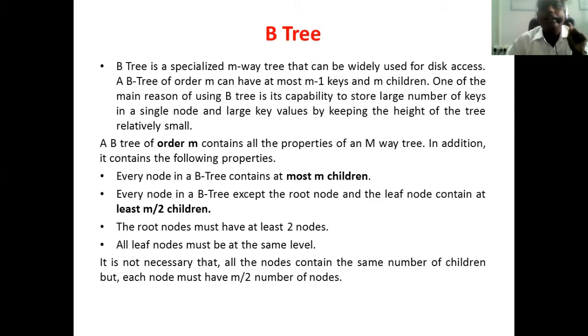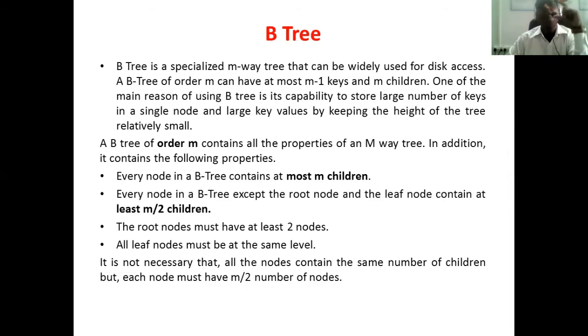It totally depends on the order of the tree: how many key values a particular node contains, or how many children a particular node contains. That is represented by the M value, say an M order tree. M can be anything: a 2 order tree, 3 order tree, 4 order tree, 5 order tree. M can be any integer value. So a B tree of order M can have at most M minus 1 keys and M children.